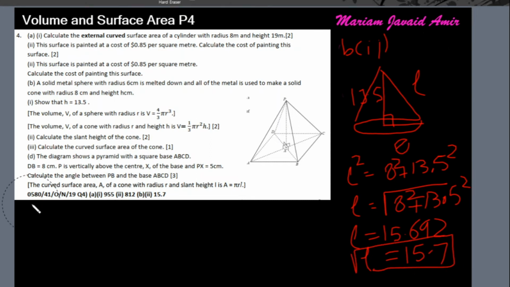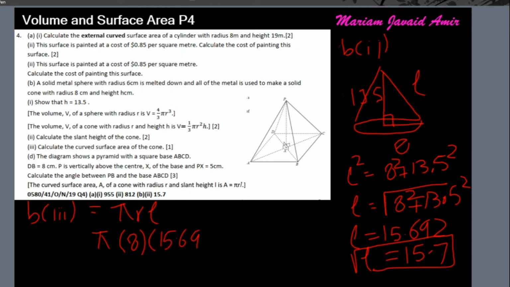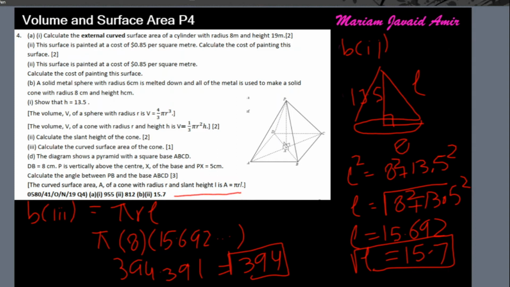For the next part we have to find the curved surface area of the cone. B3, find the curved surface area of the cone, and the formula for curved surface area of the cone is given here as well, which is pi RL. The radius is 8 and L came out to be 15.692, and we have this value in our calculator. So answer times 8 times pi gives me 394.391, which equals 394, rounded off to three significant figures. I think I forgot to copy the rest of the answers here, so note them down.